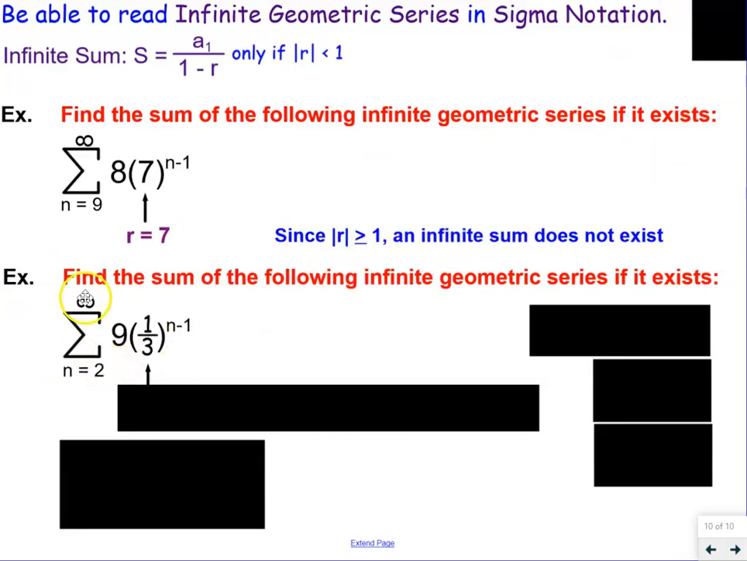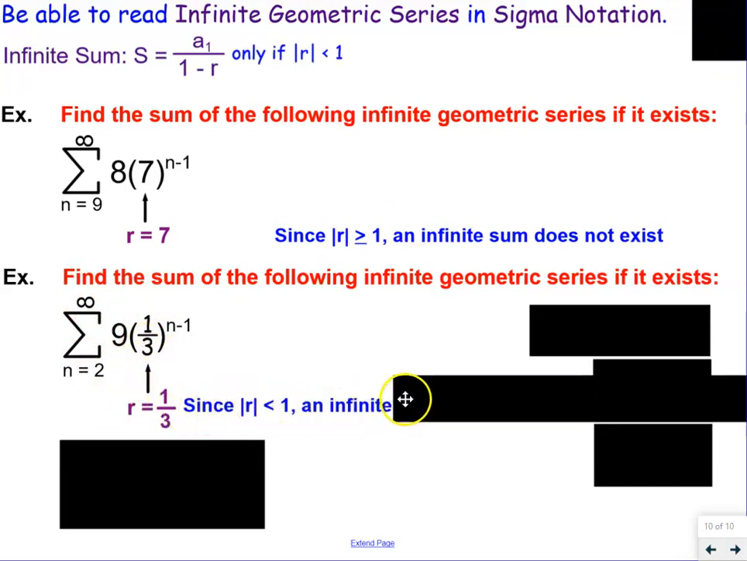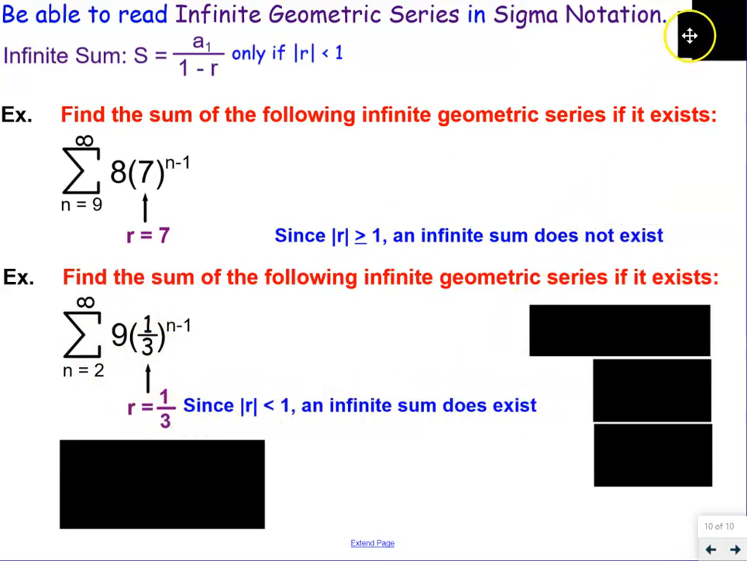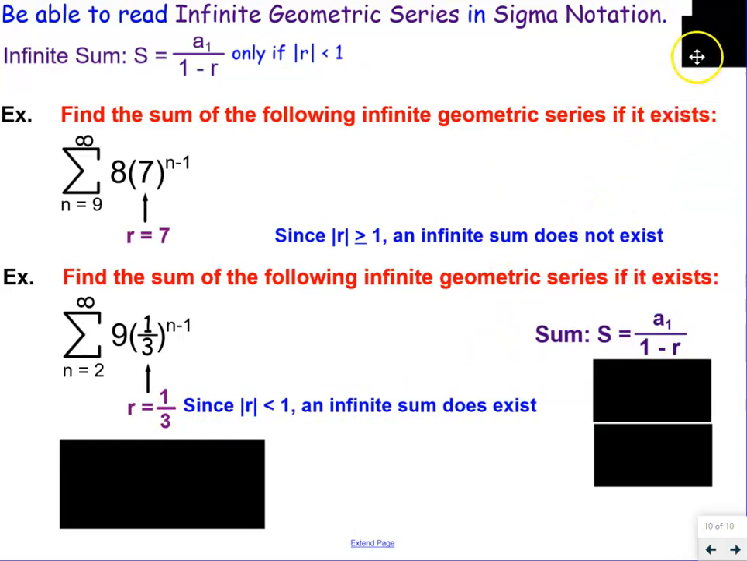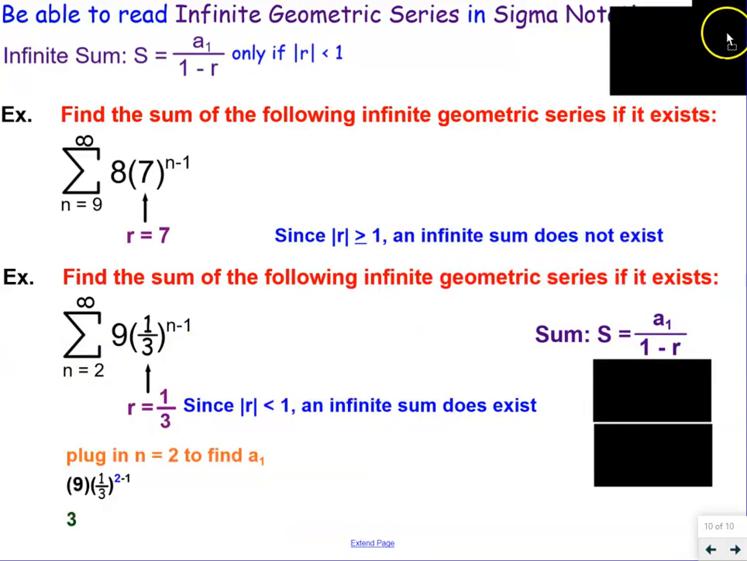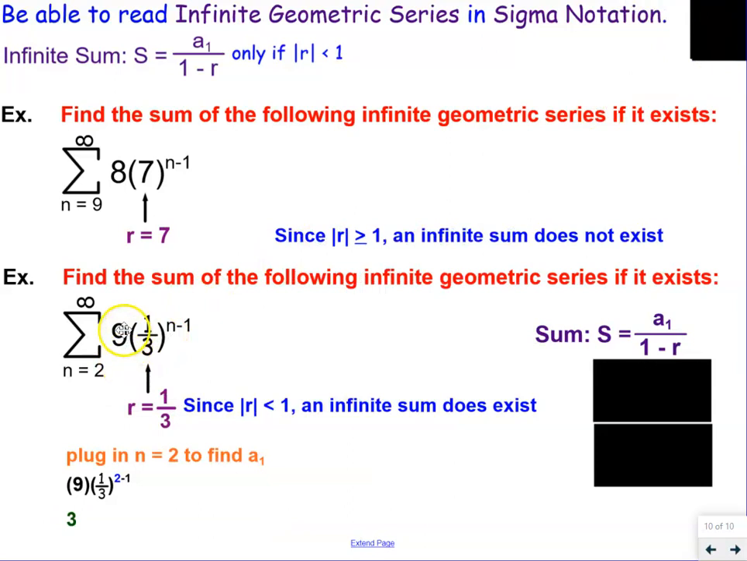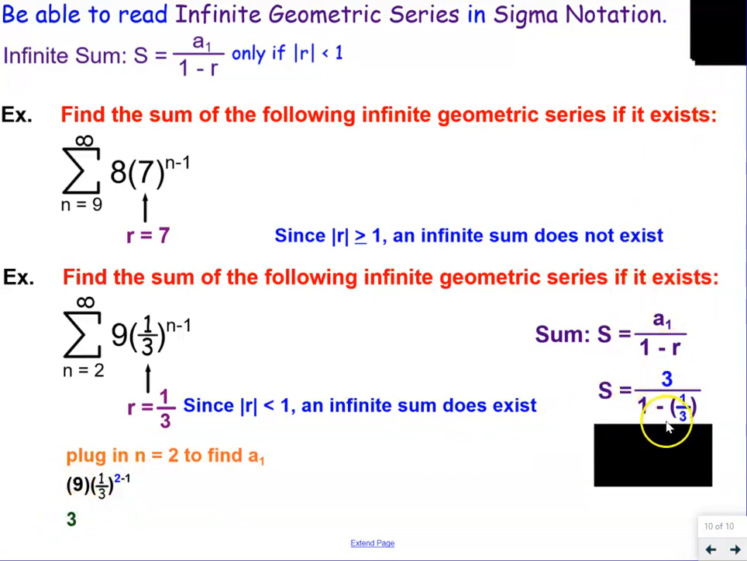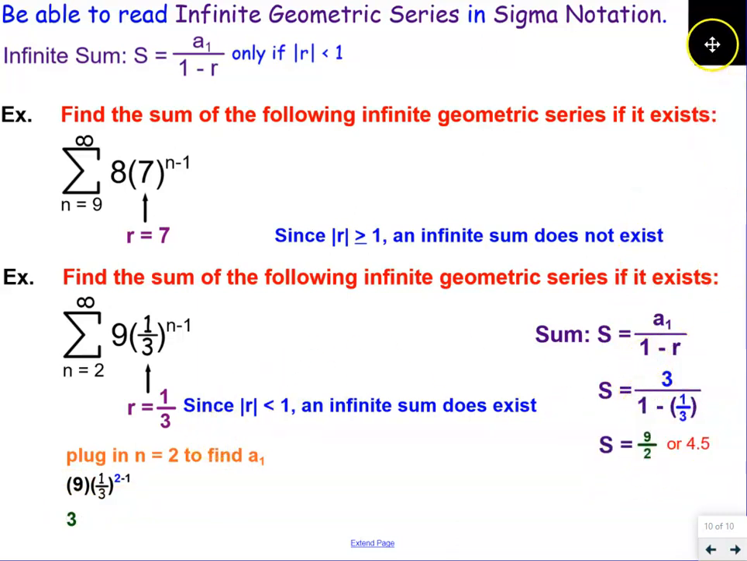This is infinite because it goes to infinity. You can't plug that in. R is this 1/3. Because 1/3 is less than 1, we do have an infinite sum. I need to use this formula. I need to know the first term. To find the first term, you plug in this bottom number, 2, for n. It could be any letter. It could be k, n, x, y, whatever, i. So it'd be 9 times 1/3 to the 2 minus 1. 2 minus 1 is first power. 1/3 to the first, 1/3 times 9 is 3. Now we know the first term is 3 over 1 minus R, which is 1/3. Type in my calculator, I get 9 over 2, which is 4.5 in decimal.